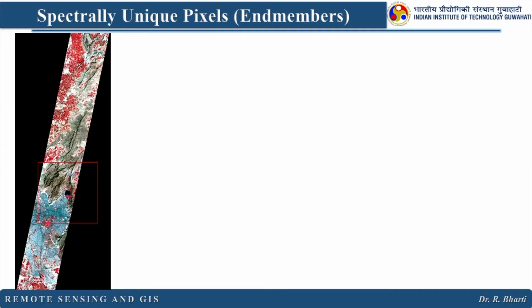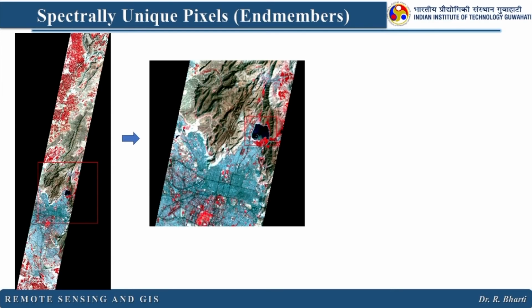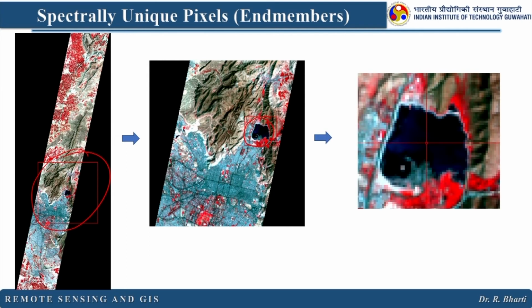Let me explain what exactly I am calling an end member, right? Here this is one image, and this is the zoomed view of this particular portion, and here you can see this is a water body, and this is a further zoomed image of this water body. Now here what do you expect? These corners may have some influence of soil and other materials, right?